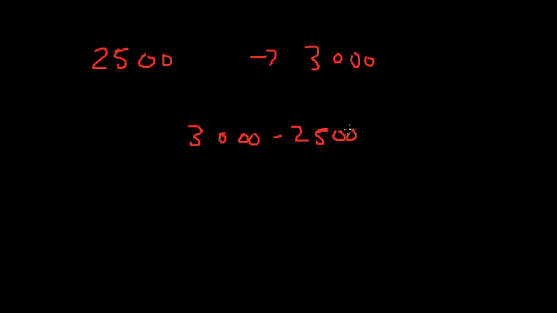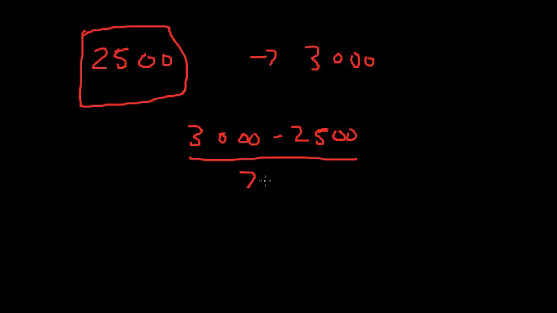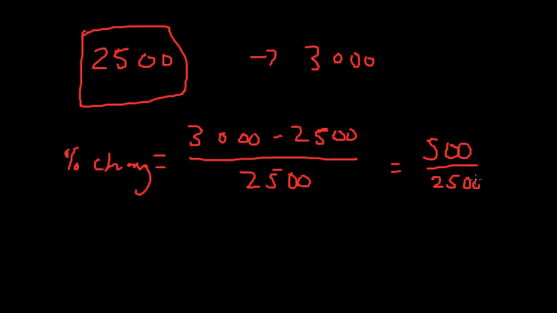Now let's say tuition from 1 year went from $2,500 to $3,000, and you want to find out what percent increase this was. Well, we can calculate a percent change by finding the difference between the two amounts. We can find the difference by subtracting 3,000 minus 2,500, and always divide that by the original amount, 2,500. This is always equal to the percent change. This gives us 500 over 2,500.